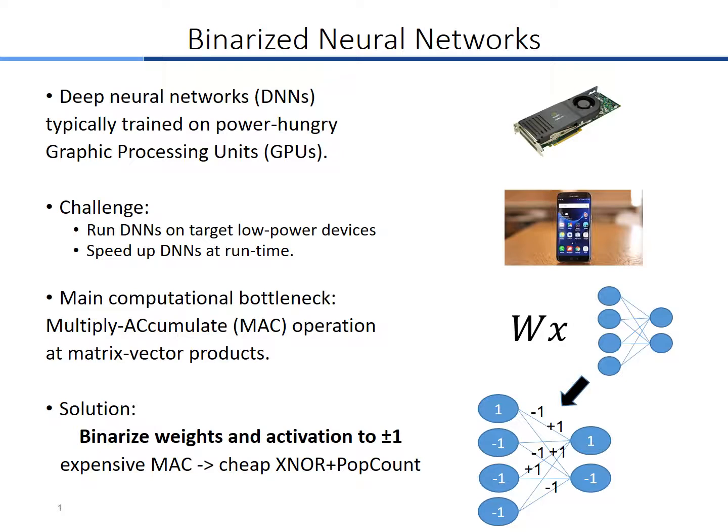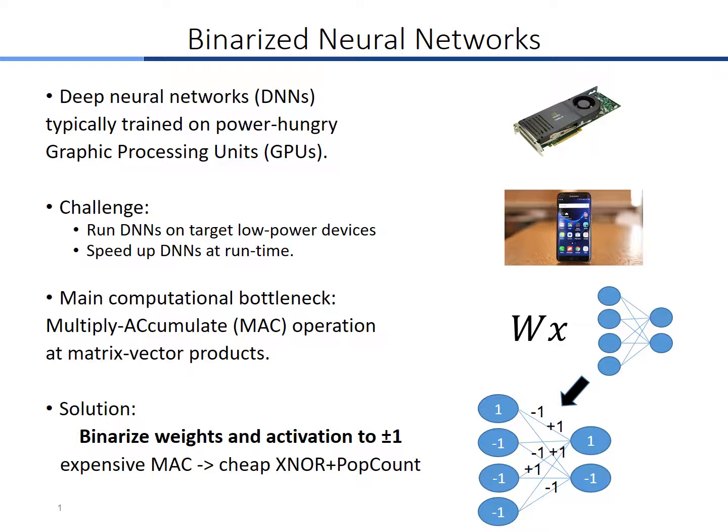Training, or even just using neural networks, is highly inefficient, and today, deep neural networks almost exclusively run on power-hungry GPUs. It is a great challenge to run deep neural networks on low-powered devices such as mobile phones, as well as speeding up the deep neural networks at runtime. The main computational bottleneck is the multiply accumulator operation, which happens many times in the forward pass and backward pass.